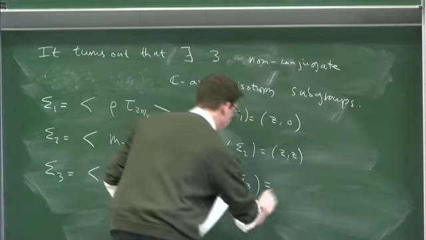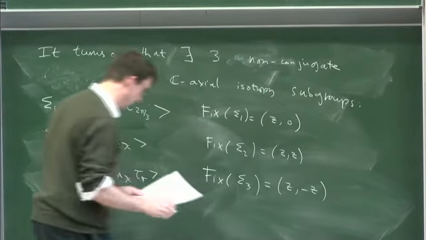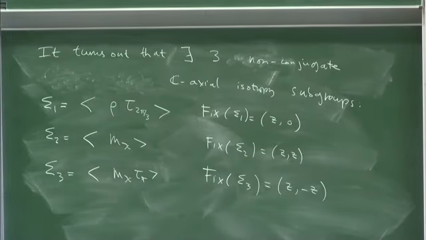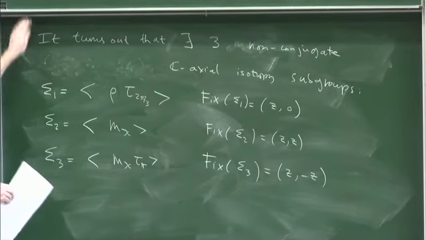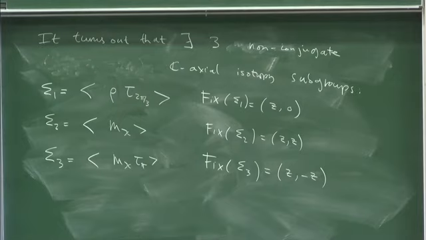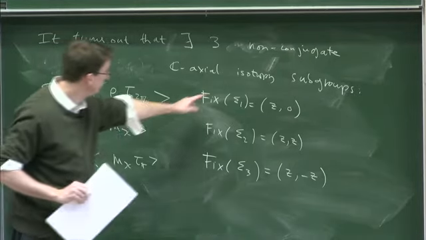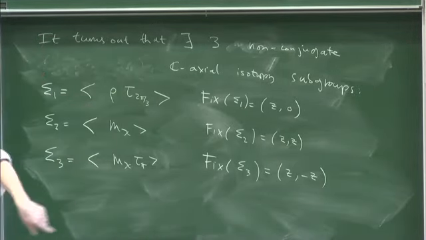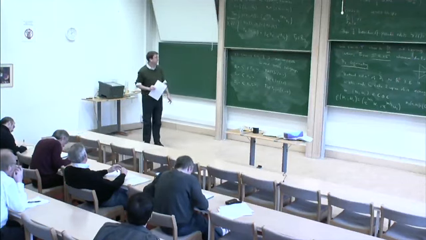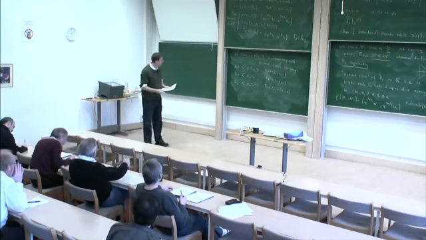So sigma 3 is an isotropy subgroup that fixes points that look like z, comma minus z. And one can check that these three are not conjugate isotropy subgroups. So these points lie on distinct group orbits. I can't get from one of these points to another one just by applying some symmetry operation. Okay?